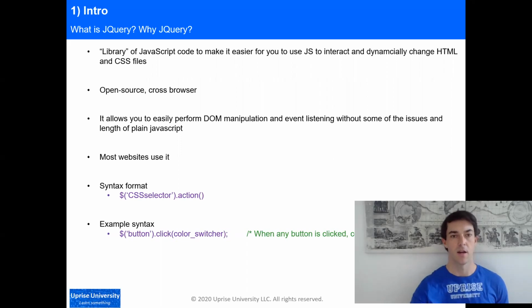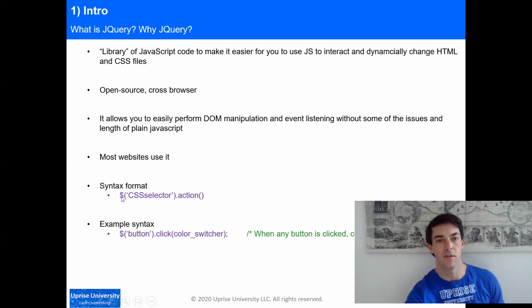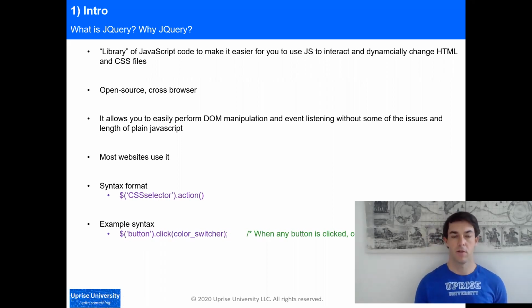So the syntax here is, you just use a little $, then you put in whatever the jQuery selector is, and then dot method, and then parentheses. So as an example down here, what you can say is whenever a button in HTML is clicked, it will run the function colorSwitcher. So this makes it really easy to have buttons. It makes it really easy to dynamically change your website. And I'll go into a little bit more detail on this later on.